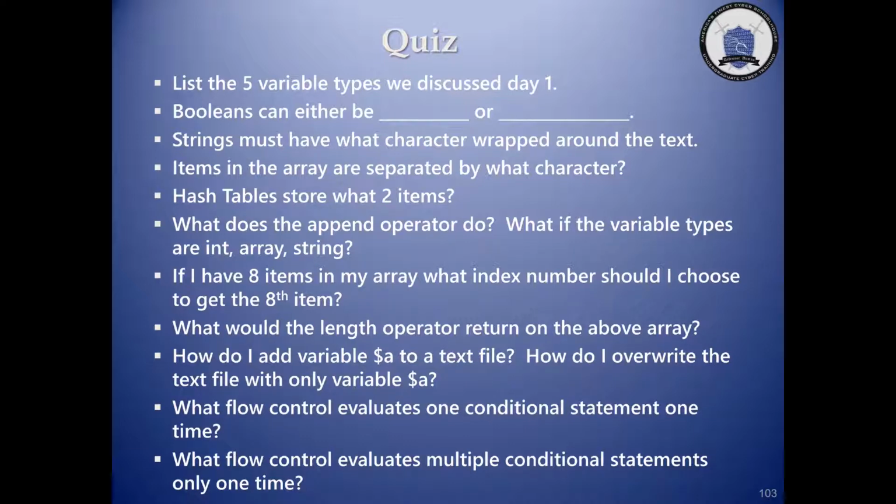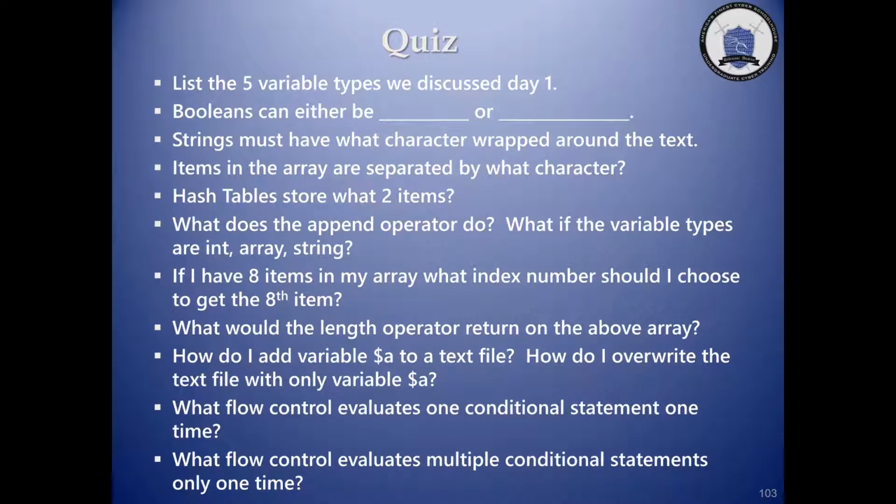Next question, booleans can either be what or what. That would be true or false. Next question, strings must have what characters wrapped around the text? And that would be quotation marks. The next question, items in the array are separated by what? Well, in an array, they would be separated by a comma. Next question, hash table store what 2 items? That'd be key value pairs.